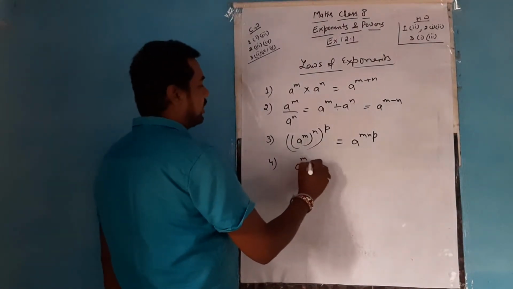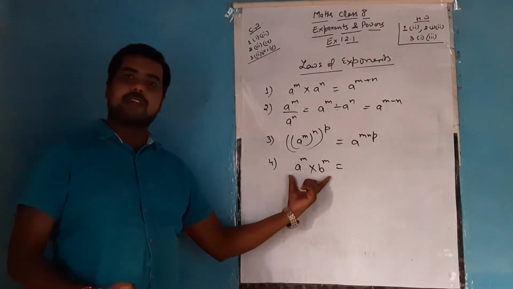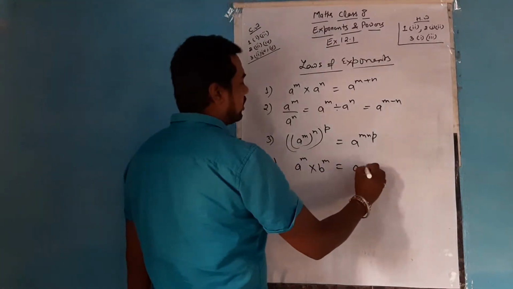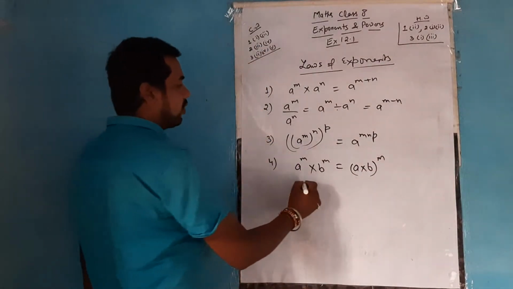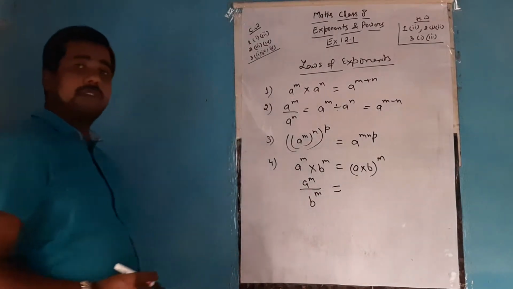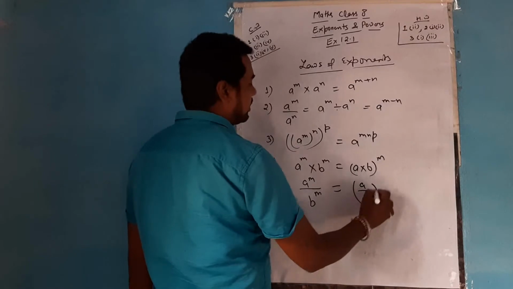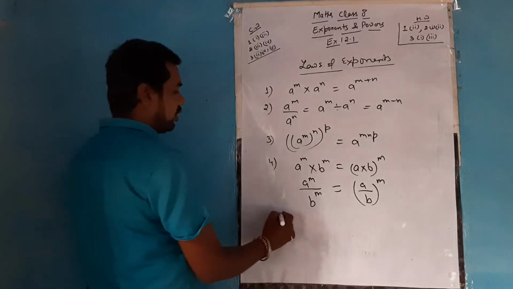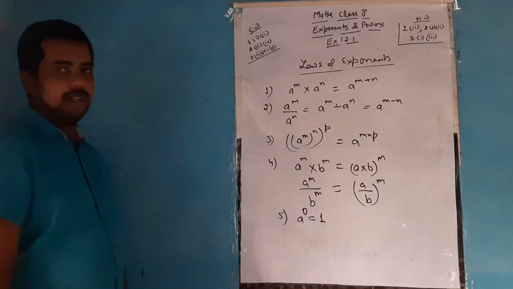Fourth law says that when the bases are different but the powers are same, we are saying that the bases are different, I have taken a and b, but the powers are same, m only. In that case you just multiply the bases keeping the same power. Same law applies when there is the form of divide also in the same way. Like when it is in the form of divide, bases are different but the powers are same. In this way only you will put the bases together in the form of division, keeping the same power. That's the next law.